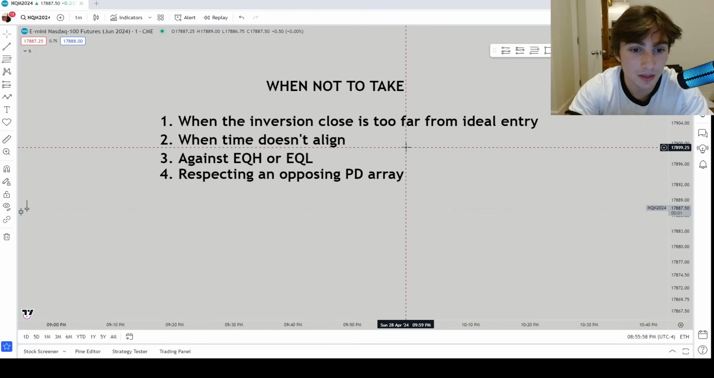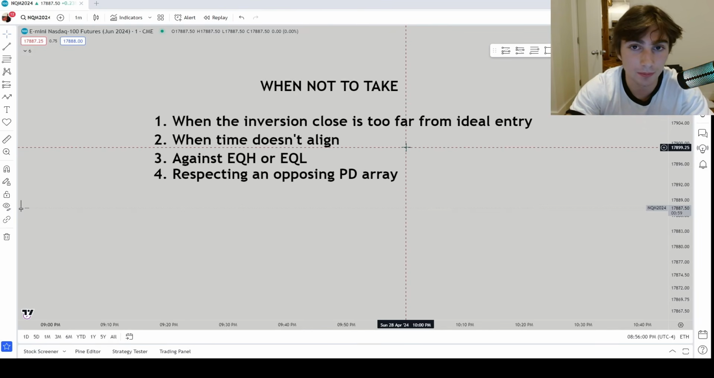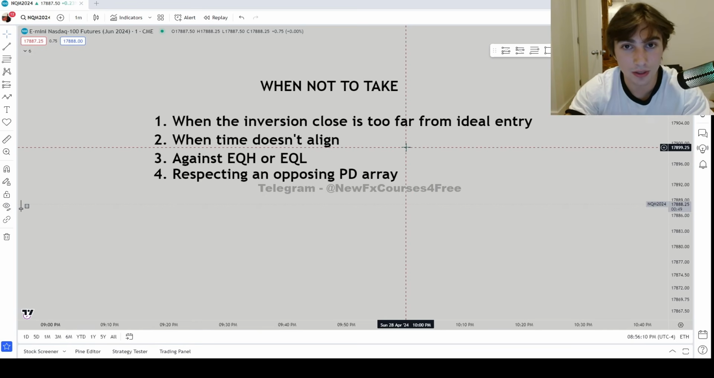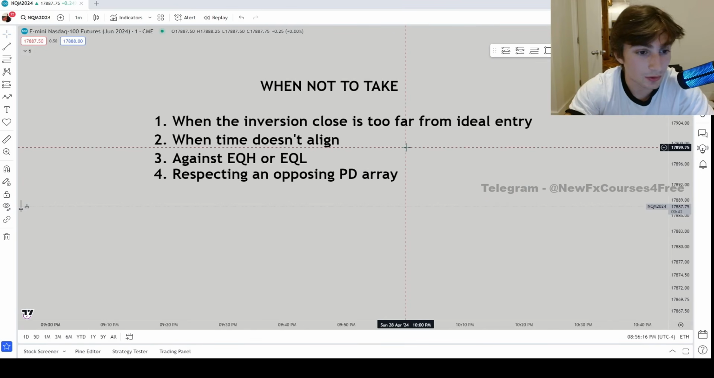Also, I don't like to take it really past from 11 to 1 p.m. Price is just not as clean normally. Only time I will take it at 11 is if 10 a.m. is all just generated liquidity that never gets taken, and so it usually leaves it for 11. Also, don't take it against equal highs or equal lows. That's stupid. You hear us say this all the time.